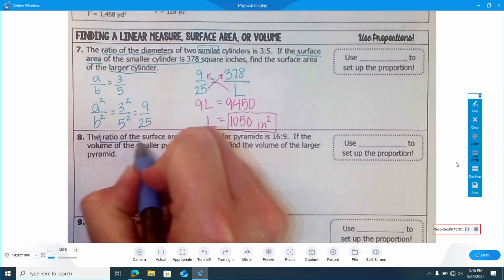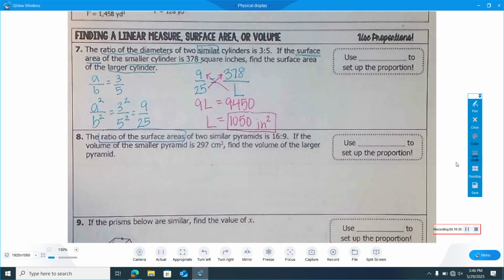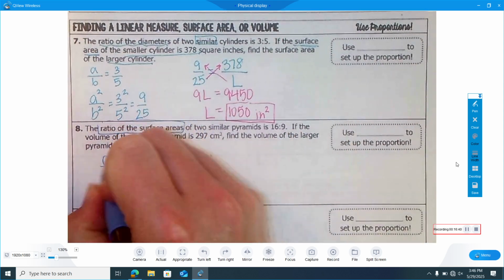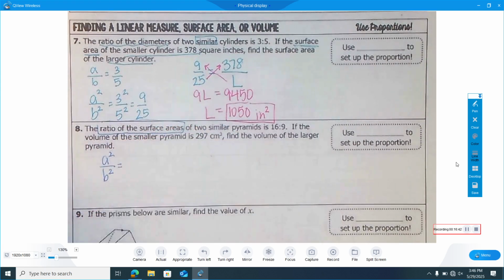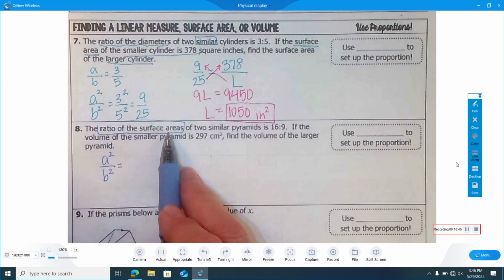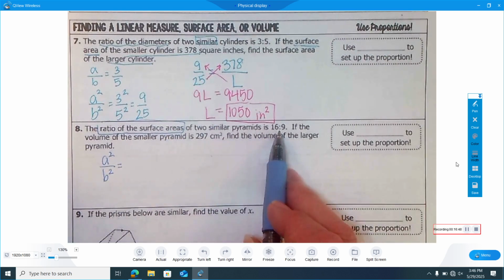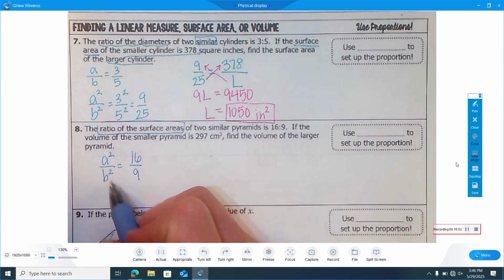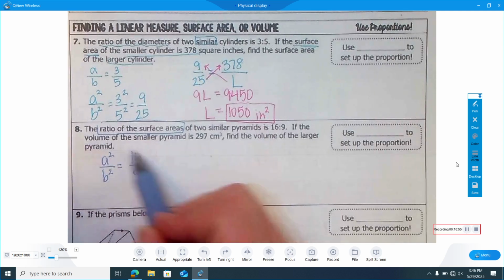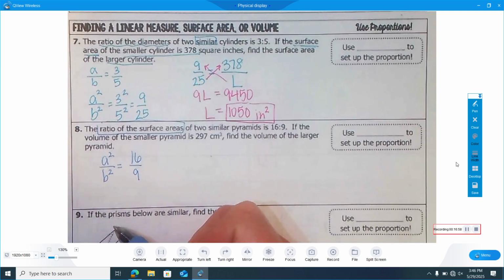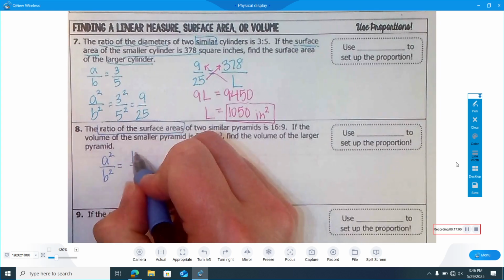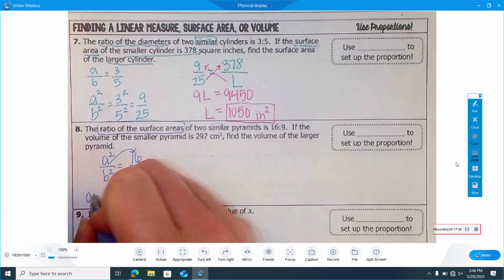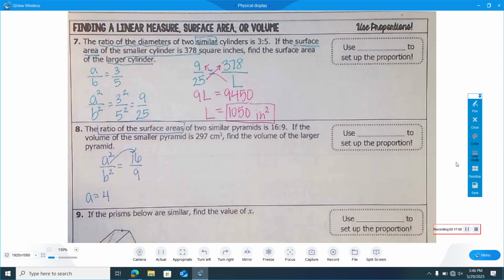All right, the ratio of surface areas. So surface areas are things that are squared. So this is going to give me a squared over b squared, because they are talking about the surface area ratios of two similar pyramids, which is 16 to 9. And again, in order to use this, I always need to get back to the a and the b. So this is saying that a squared equals 16. So what number squared equals 16? That must mean that a is 4, because 4 squared is 16.